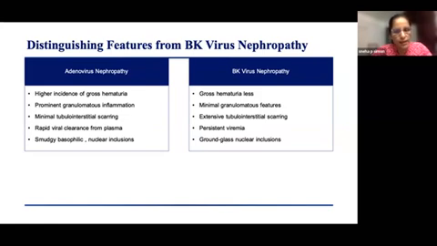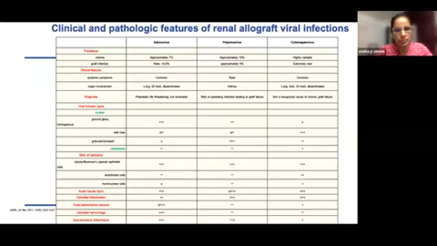Minimal interstitial scarring, but there will be extensive tubulointerstitial scarring for BK virus. Rapid viral clearance occurs from the plasma in adenovirus, and persistent viremia will be noted in BK virus. And the nuclear inclusions are smudgy basophilic in adenovirus and ground glass nuclear inclusions in BK virus.